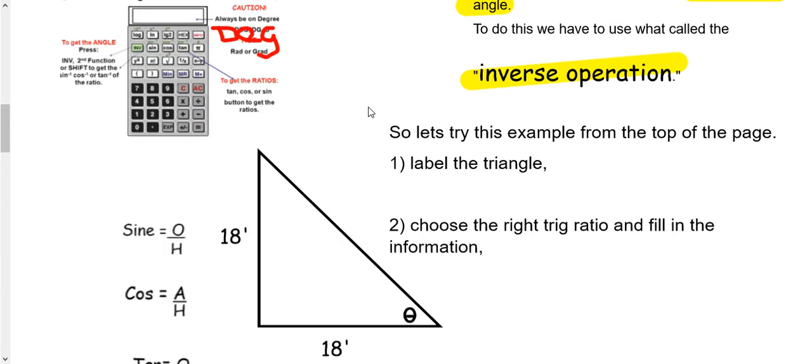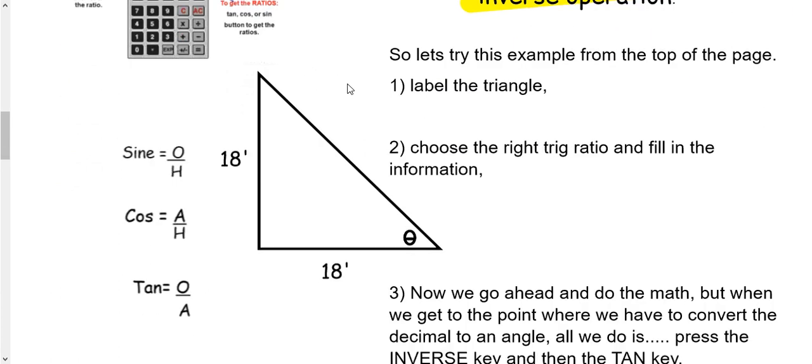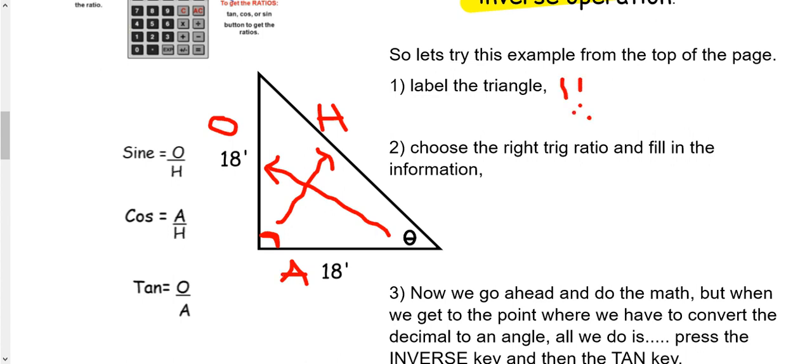Okay, so let's try this example from the top of the page. Number 1, we're going to label the triangle. So let's go back here, and I see from theta, I'm going over this way. So it's my opposite, and there's my square corner. So this way is going to be my hypotenuse, and so this has to be my adjacent. Good. Okay, so we're done that. Label the triangle. I'm real good at that.